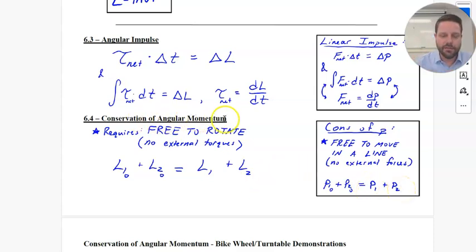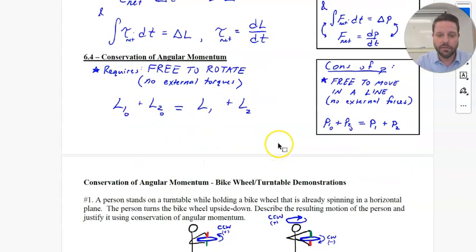So if we apply that to conservation of angular momentum here, that's going to be not free to move in a line, but free to rotate around a pivot point. So there's no external torques that are affecting its ability to rotate. And so the angular momentum of the system should be the same at all times. And so we pick two points, before and after, to set equal to each other so we can solve for things.